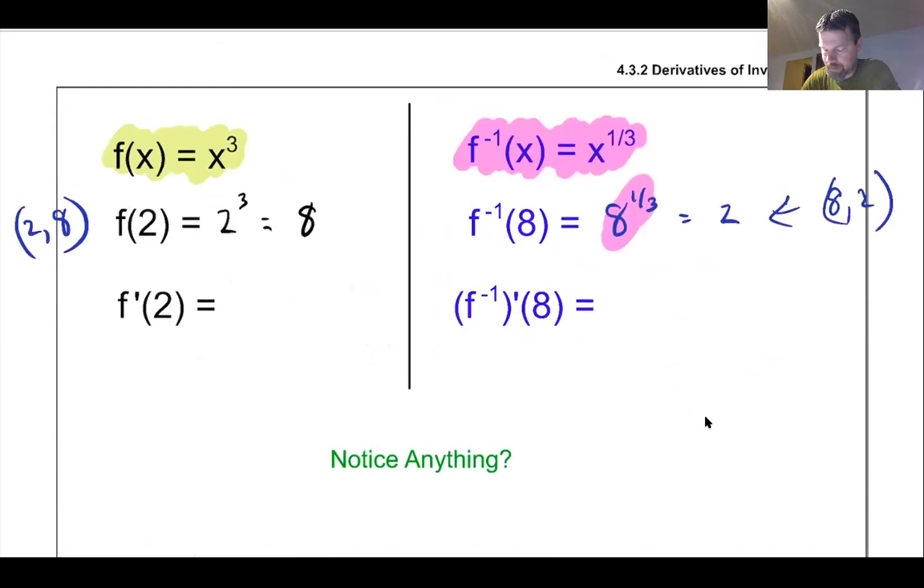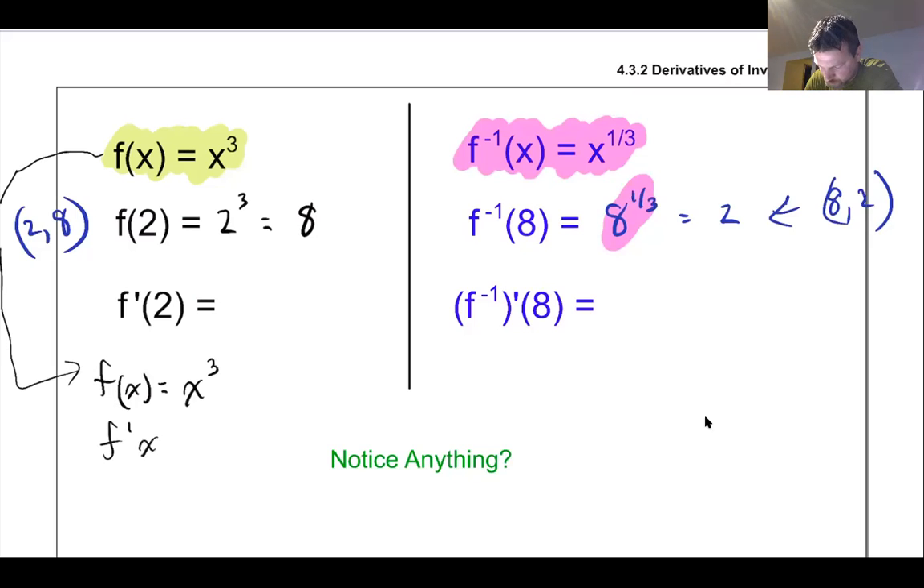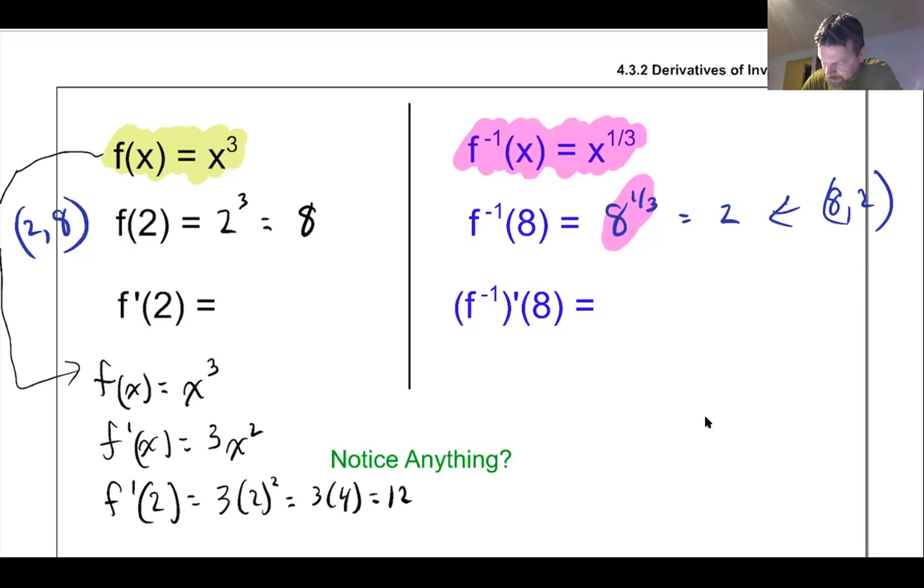All right, next we're gonna find the derivative of f at 2. Well, f was x cubed, right? From way up here. Just gonna rewrite it there. F was x cubed, so f prime, the derivative, would be 3x squared. So f prime of 2 would just be plugging a 2 into there. 3 times 2 squared, which is 3 times 4, which is 12. F prime of 2 is equal to 12.